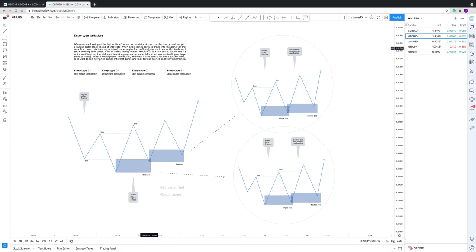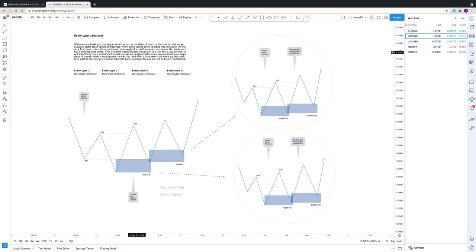When price comes down to trade into this zone for the very first time, this is, in my opinion, not enough of a confluence for us to enter this trade and set a pending limit order. So once price comes in, this is not enough of a confluence for me to be looking at this to go long. I would rather wait for price to come in and see how price is delivered, and then look for our entry confirmations on a lower time frame.